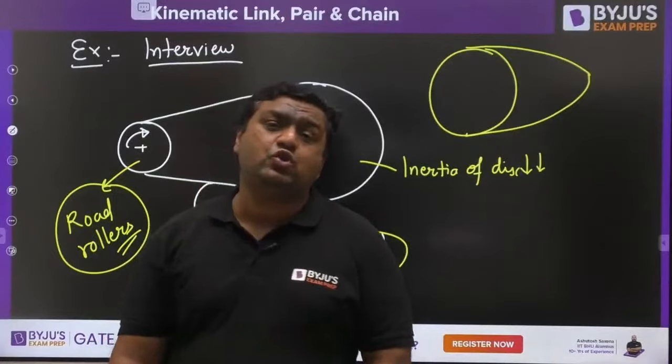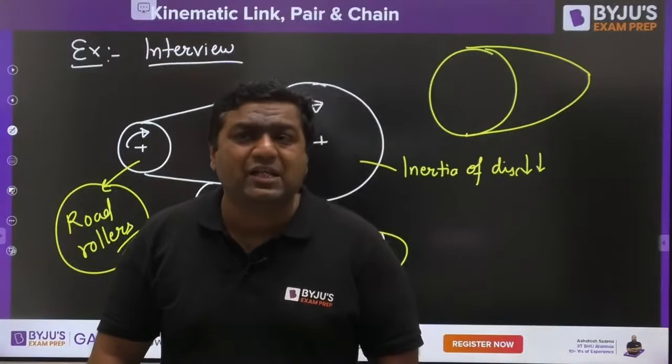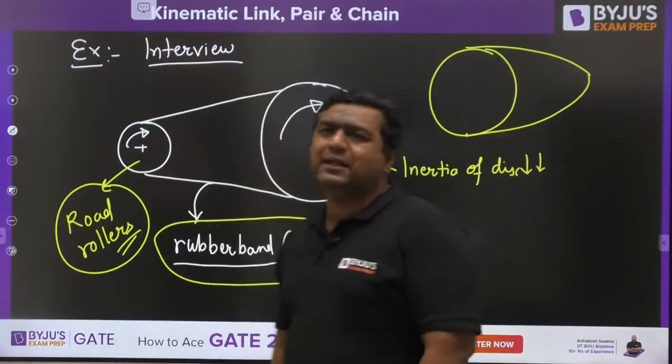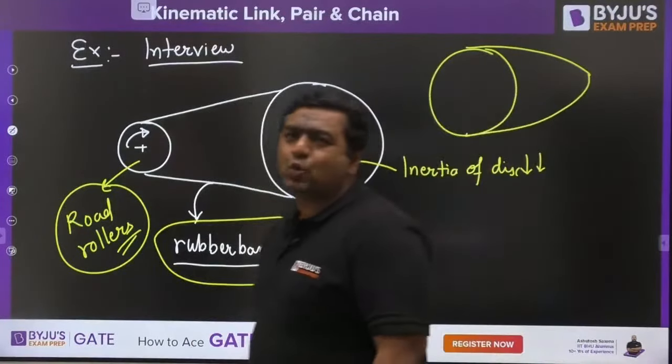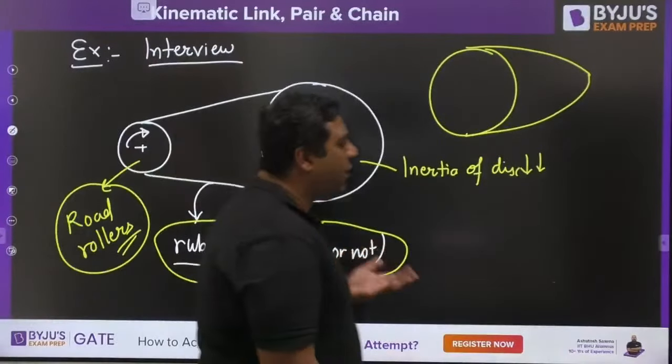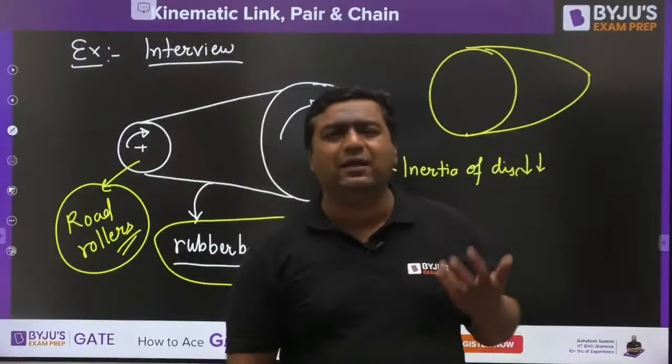This is a very famous question for engineering services as well as ISRO, DRDO, GATE, IITs, MTech. It has been asked many times. Is it clear? So very good Rajat, very good Anji. So my dear, this is something about a rubber band acting like a link or not.